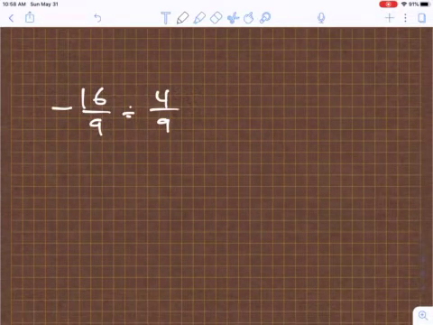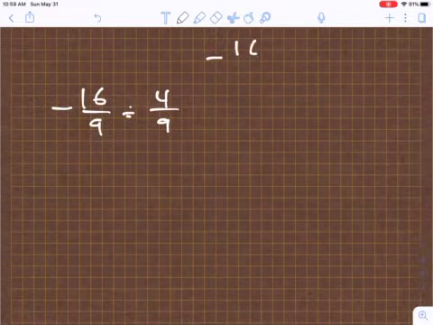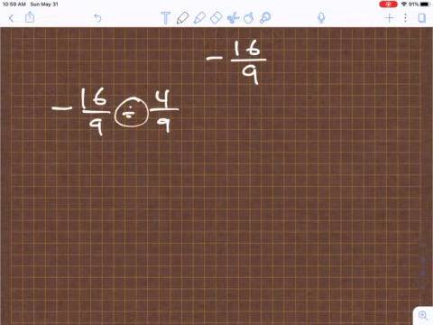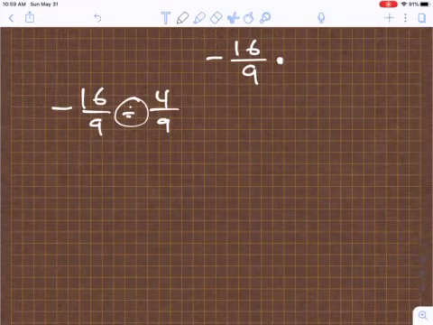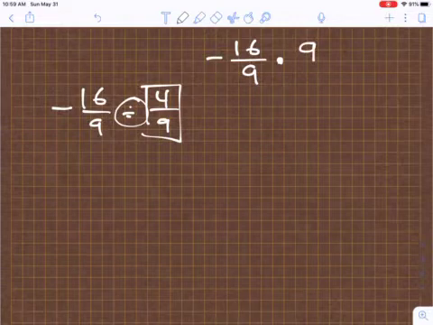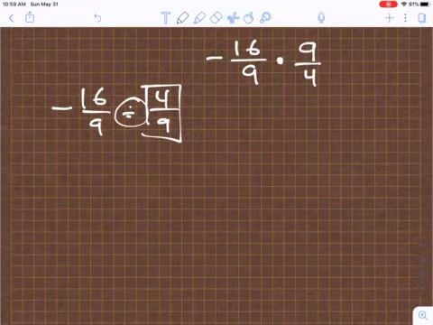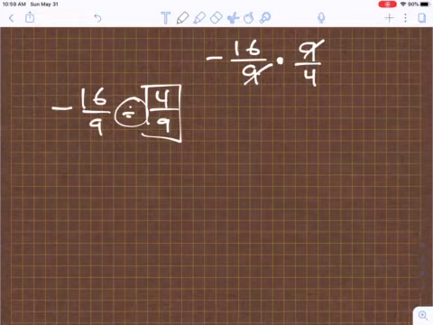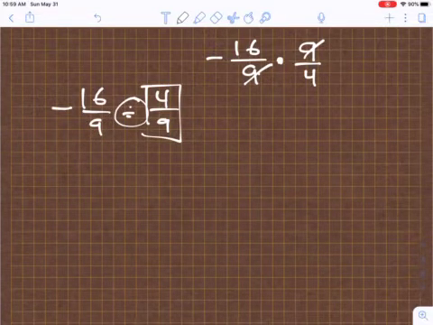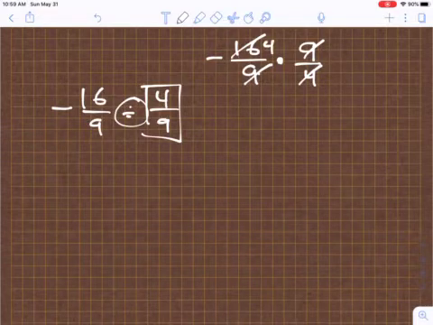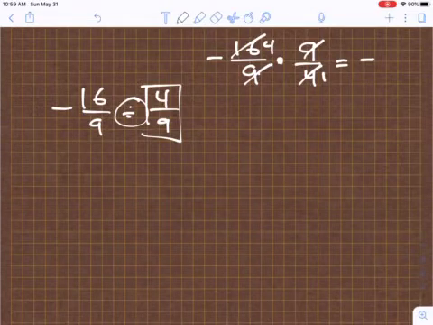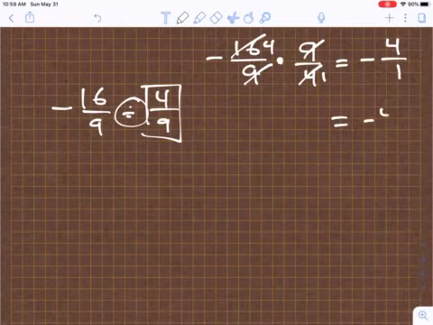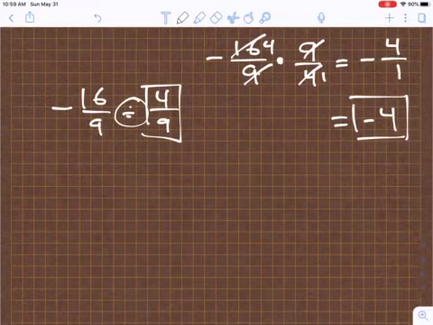-16/9 divided by 4/9. All right, so let's keep the first one, -16/9. Let's change this to a multiplication, and then let's flip this so that it's now 9/4. And this would be a good time to practice some cancellation here. So 9 and 9 cancel out because they're the same thing on the top and the bottom. And remember, you can only cancel going top and bottom, right? And then 4 goes into 16 4 times and goes into itself once. So you wind up with negative, because negative times a positive is negative, 4 over 1, which is just -4. You have your answer right there.